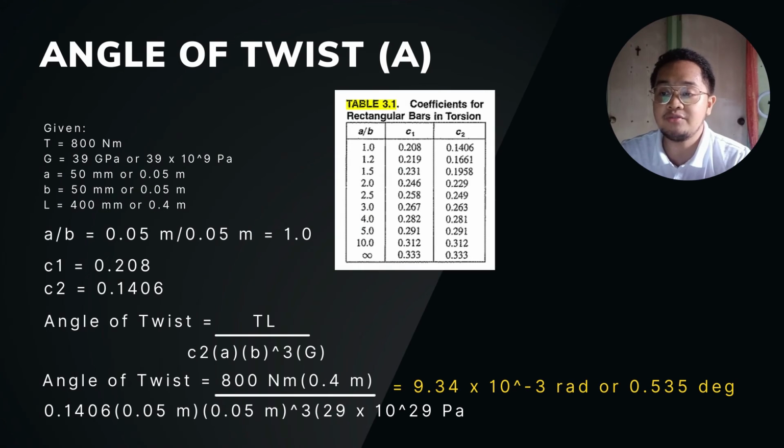That is solving for the angle of twist of end B. Solving for figure A, C1 equals 0.208 and C2 equals 0.1406. The formula for calculating the angle of twist of end B is TL all over C2 A B cubed times G. Substituting the values, we get 9.34 times 10 to the negative 3 rad, or 0.535 degrees. Therefore, the angle of twist of end B for figure A is 0.535 degrees.